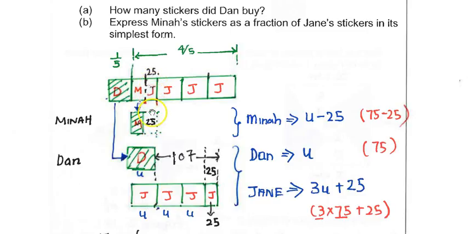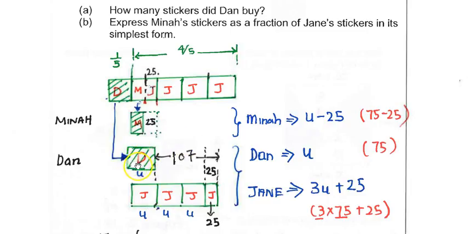Can you see? Okay. Now Jane is like this, 25 plus 1 unit plus 2 unit plus 3 unit. Alright? But for Mina, it's actually 1 unit. Can you see this whole 1 unit minus 25. Right? Let's take a look here. How do we find Mina? 1 unit minus 25.